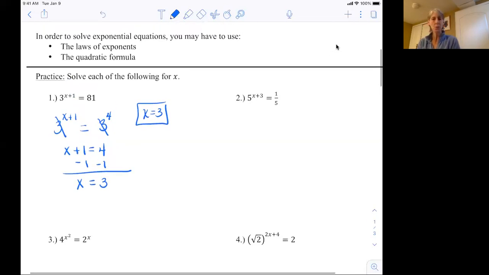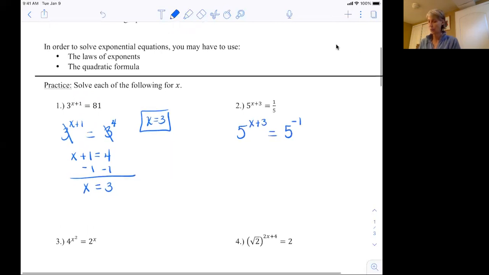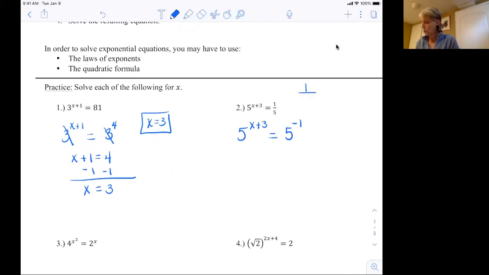Looking at example 2, I have 5 on one side and 1/5 on the other. So I look at those two numbers, and 5 is basically in its most basic form there, so I can't do anything to that side. But how could I rewrite 1/5 as a power of 5? I'm going to take this and rewrite it to the -1 power. Remember, 1 over x to the m equals x to the -m. That's our laws of exponents coming into play.